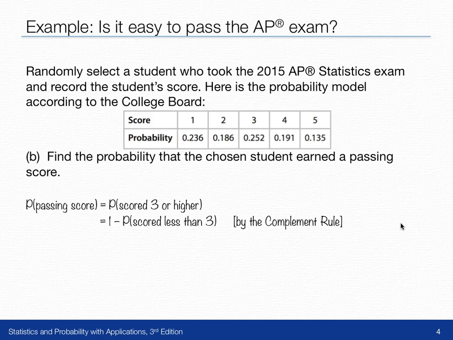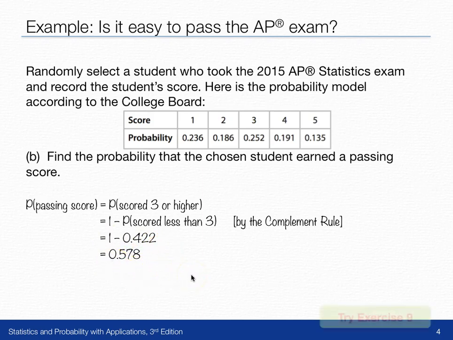In this problem, we're going to use the complement rule and say that the probability that a student scored a 3 or higher is 1 minus the probability that they scored something under 3. We just calculated the probability that a student scored something under 3 in part A. That was 0.422. And so we're going to calculate it as 1 minus that number, or 0.578.